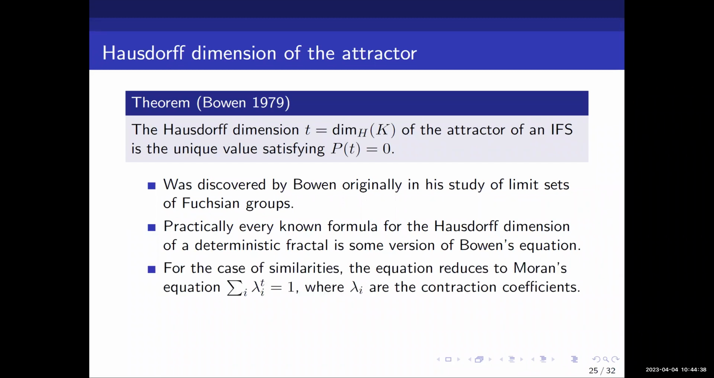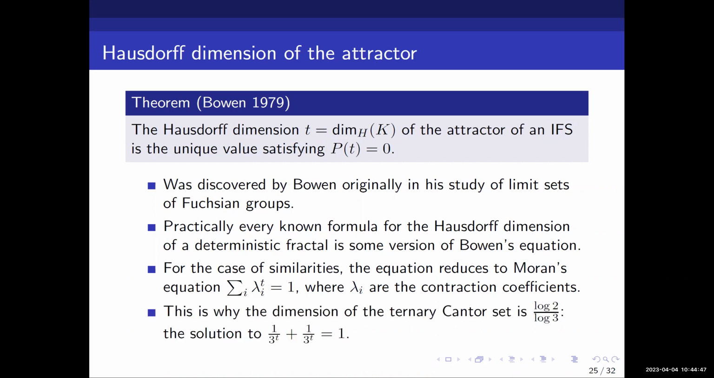So even in the case of just linear maps of the interval, say, like the middle thirds Cantor set, Bowen's equation reduces to an equation that goes back to the 1940s, which is due to Moran, and it's the sum of your contraction coefficients raised to the power of t is equal to 1, and the solution to that equation is the same as the solution to this equation. In this case, for the middle thirds Cantor set, it's log 2 over log 3. So it's some vast generalization of this sort of idea to nonlinear maps and more complicated situations.